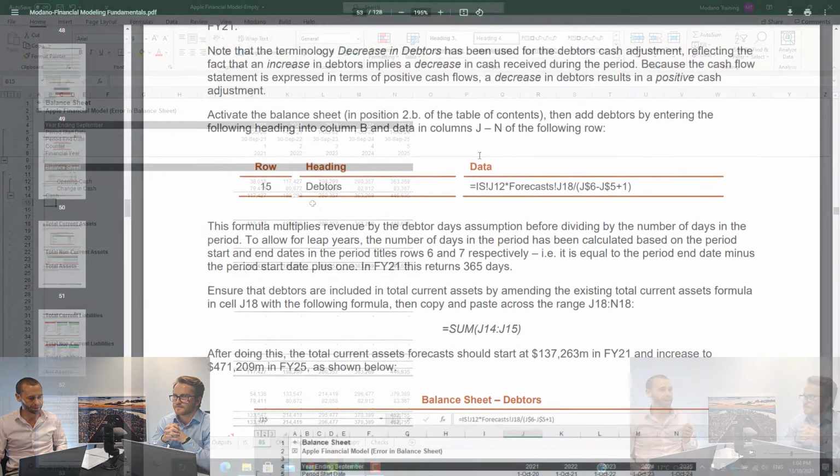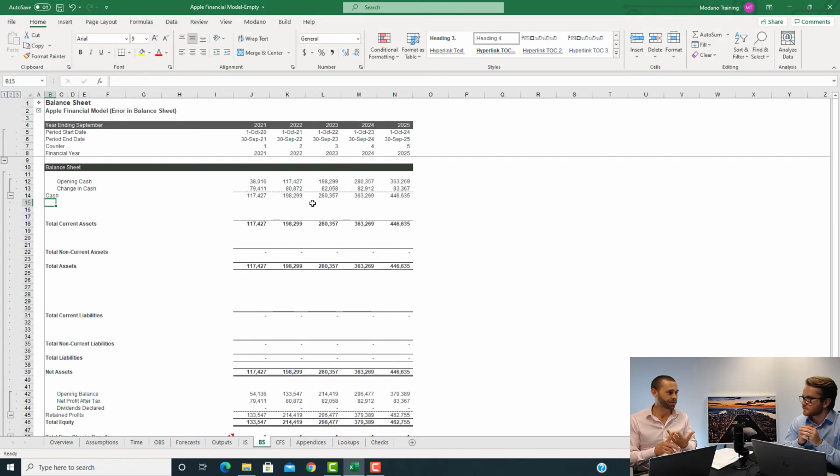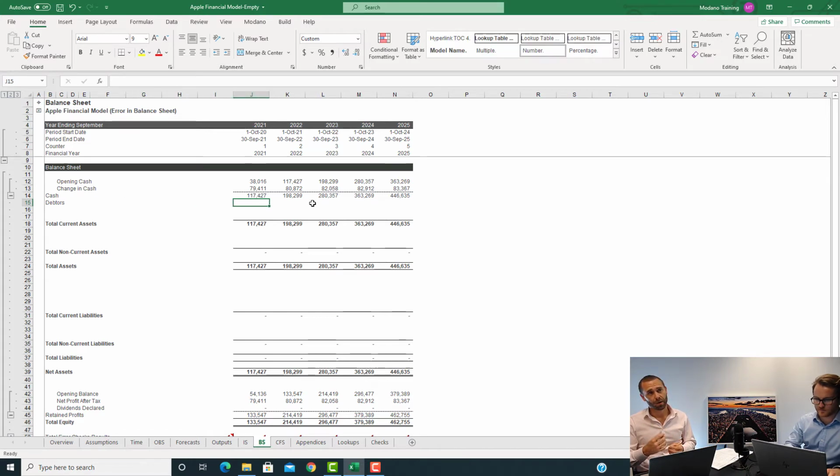Okay, so let's go to our balance sheet. Now, debtors is a current asset in the balance sheet. It's accounts receivable. It's due within 1 year, and we're going to forecast it by basing it on our forecast total revenue and applying our debtors days assumption of 25. So let's go into row 15 and put debtors in column B. So B15 is the heading, and for the formula, we are going to multiply the total revenue by the debtors days assumption and then divide it by the number of days in the period.